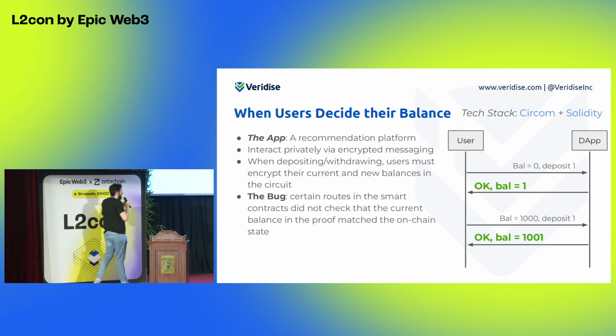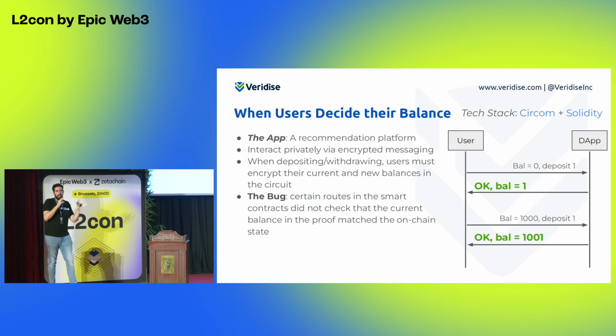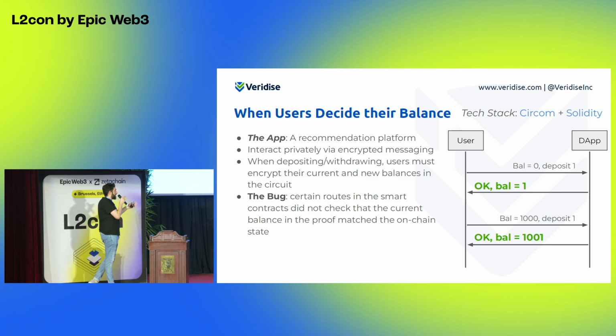So let's see a specific example. Here we had another application written in Circom and Solidity. It was a recommendation platform where users could interact privately. Whenever they had to interact with the system, they had to encrypt their balances and either deposit or withdraw. So you encrypt your current balance, you encrypt your new balance, you post it on chain.